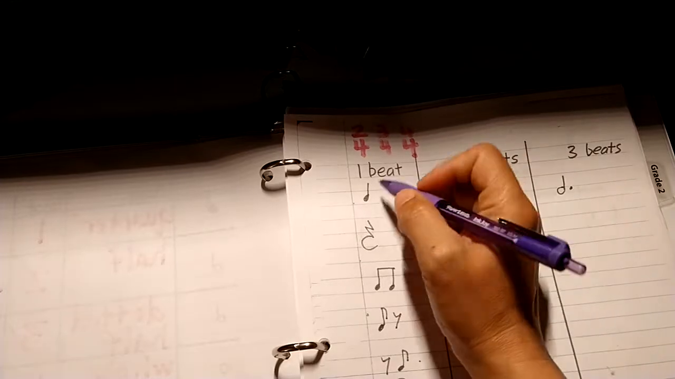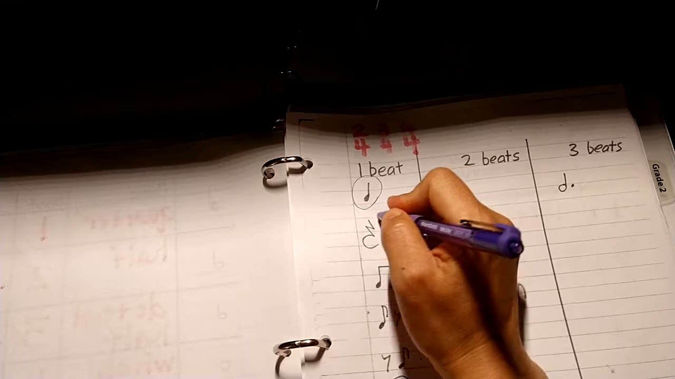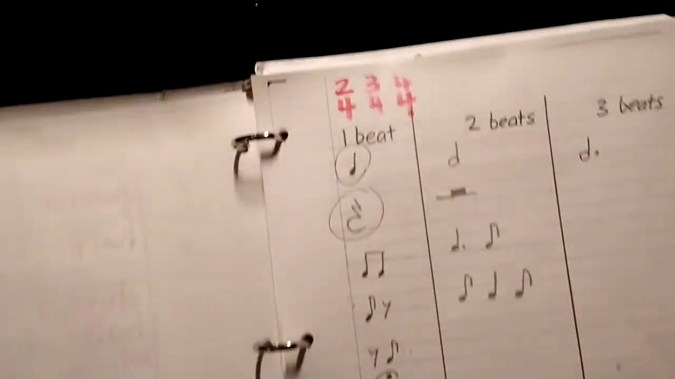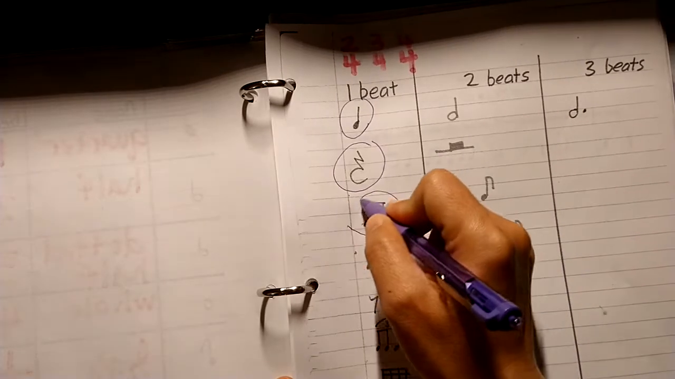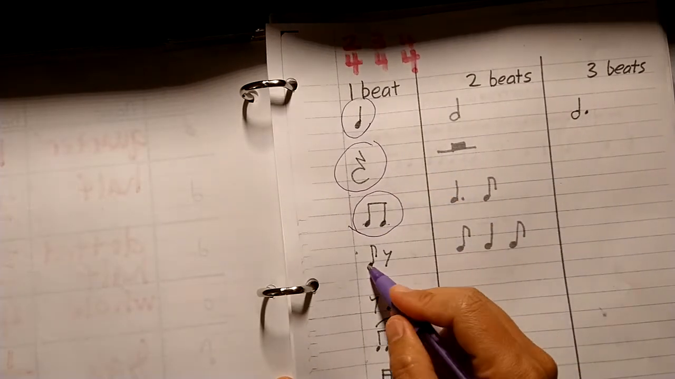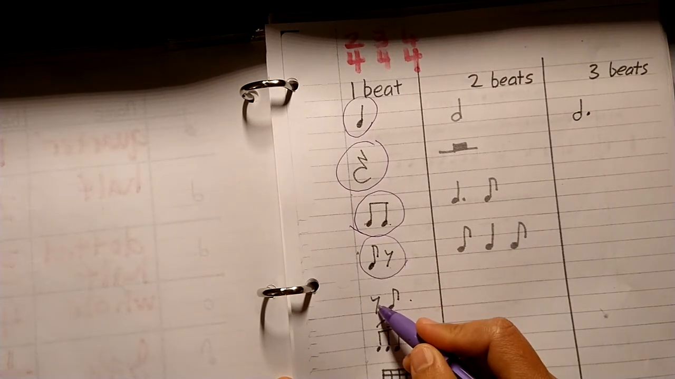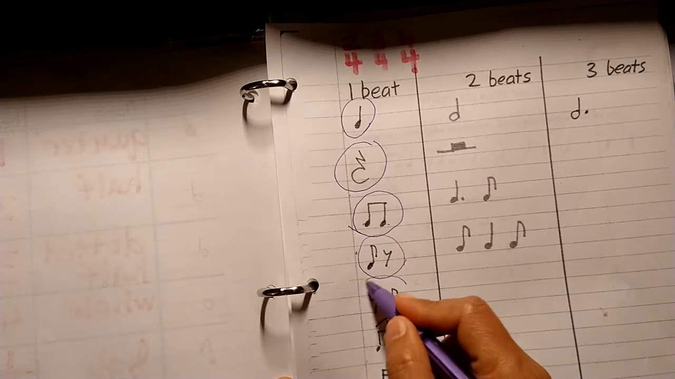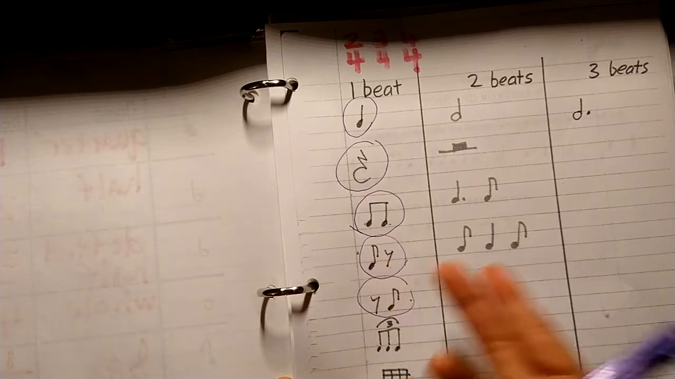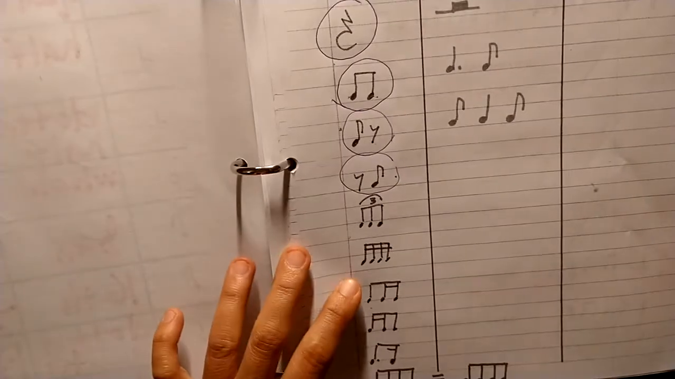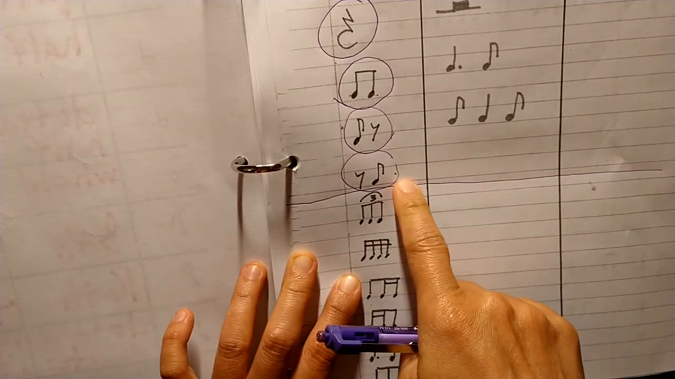1 beat, I like a circle. A quarter note is 1 beat, so I draw a circle around it. Quarter rest is 1 beat, draw a circle around it. 2 eighth notes together is 1 beat. They hold hands. 1 eighth note and 1 eighth rest together is 1 beat. 1 eighth rest and 1 eighth note together is 1 beat. Those two are similar, you just flip them. Okay? And your level ends here. That's all you need to know up until here.